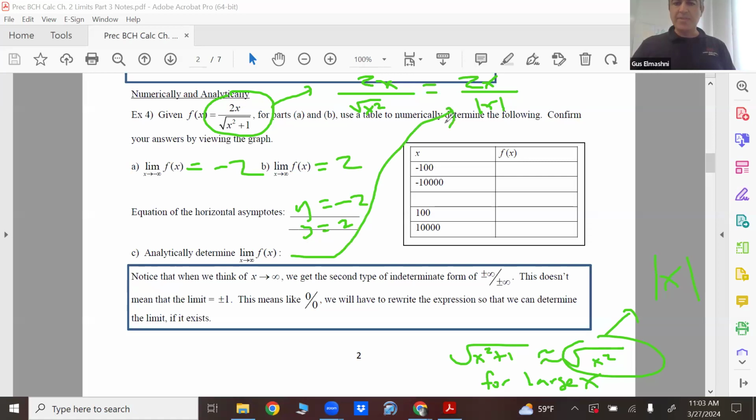I've kind of done it right here for you guys. Already done it for you guys. It would just be 2. If I were to punch this into my calculator, let me do it right now. So let's see here. Parentheses 2x root x squared plus 1. Yeah, I get negative 1.999999, right?